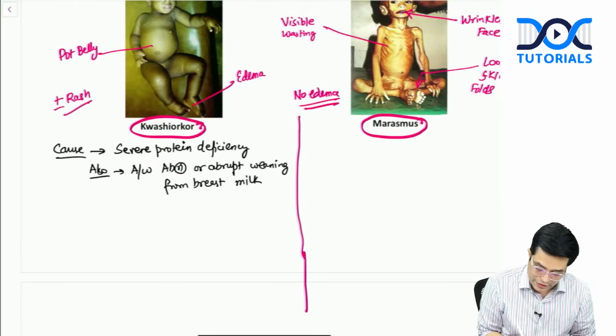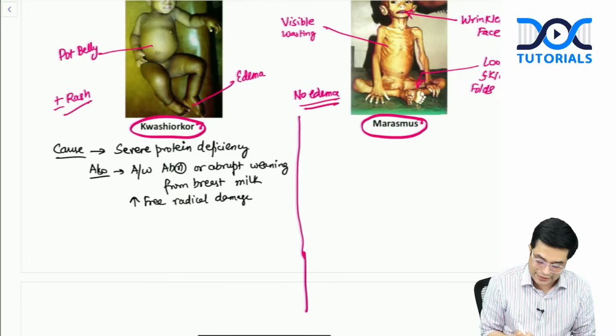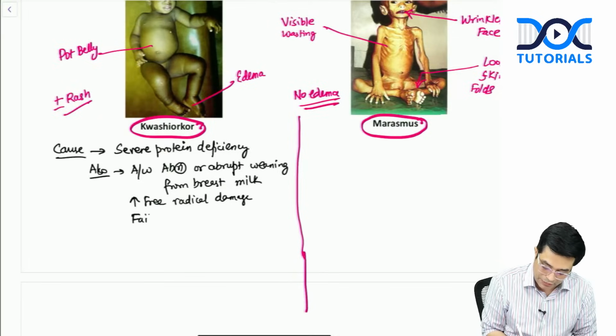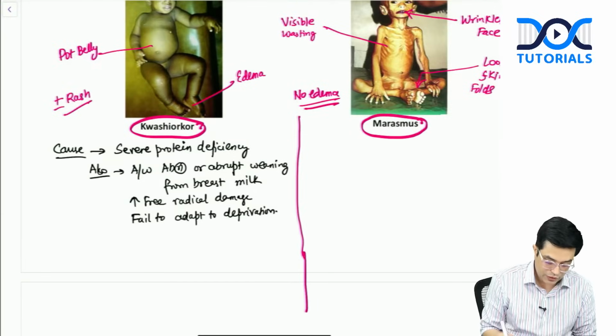Also, Kwashiorkor children have increased free radical damage, due to which capillary leakage is very common. And these children fail to adapt to deprivation. They fail to adapt to deprivation, right?